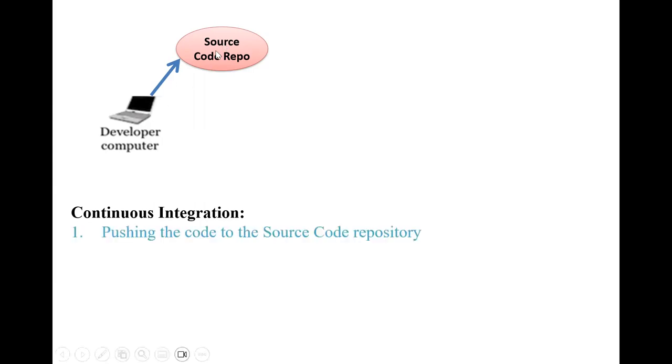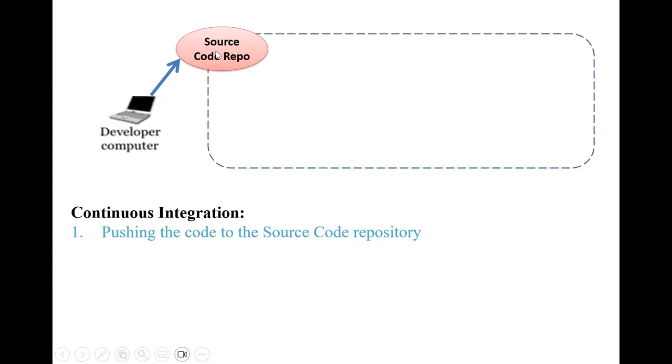So any update that happens here, immediately it starts the pipeline. So we need to start the pipeline. But what does the pipeline contain? And how do we monitor this? How do we get the notification if some developer committed the code to the repositories, that is, the source code repository?